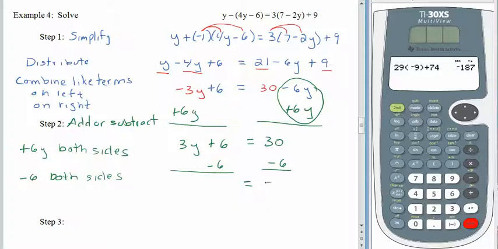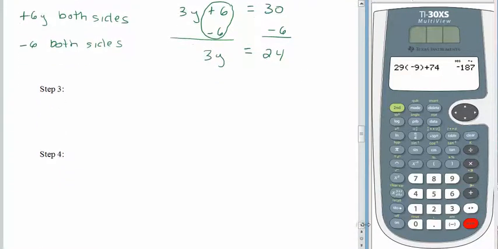So 30 minus 6 is 24. A positive 6 and a negative 6 make 0. And we are left with 3y equal to 24. All right, time to divide by the coefficient, which is 3, on both sides. I know, you're getting tired of me saying that, but hopefully it will help you remember. 3 divided by 3 is 1. Y is equal to 24 divided by 3 is 8.